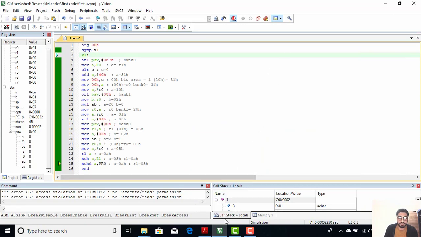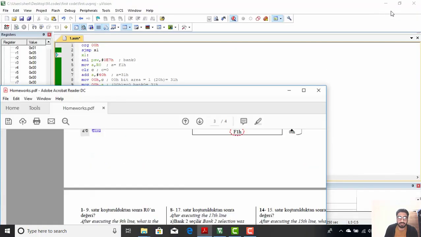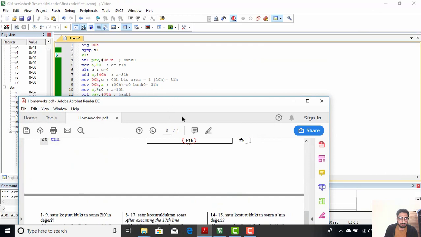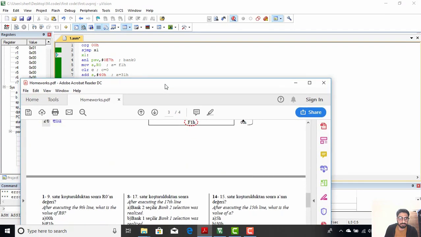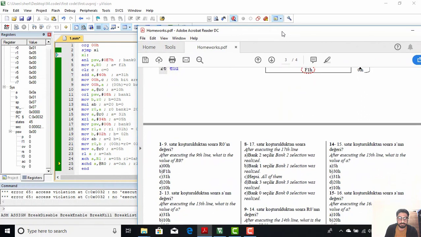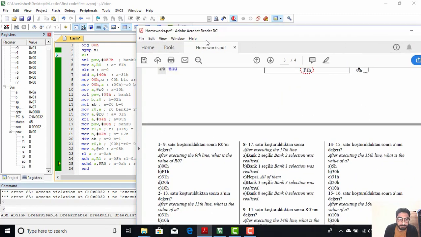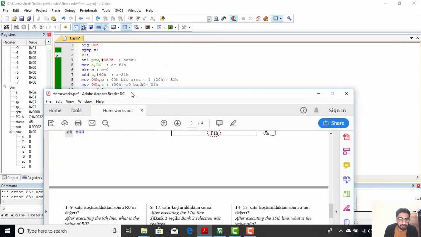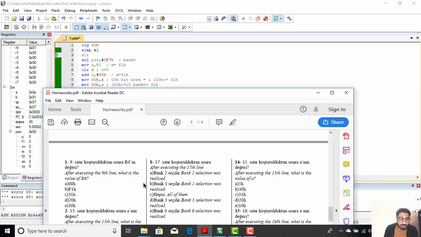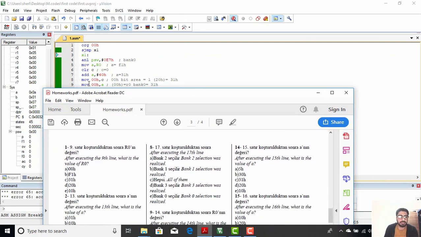The value of R0 now, let's do it like that. The value of R0 is 31x. So, sorry, 31x, it's the right answer.